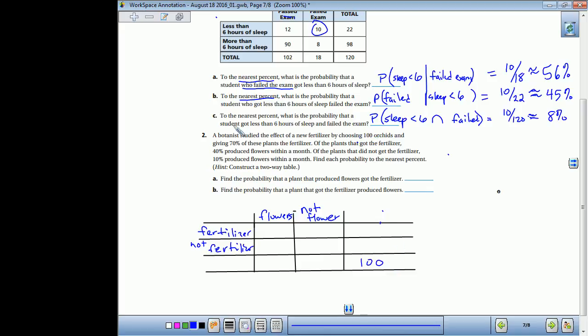All right, so let's read. 70% of these plants were given fertilizer. This statement does not talk about flowering at all. So let's start with it. 70% received fertilizer. So what's 70% of 100? 70. And that leaves 30.